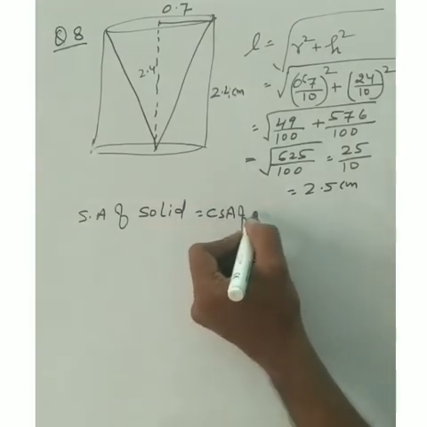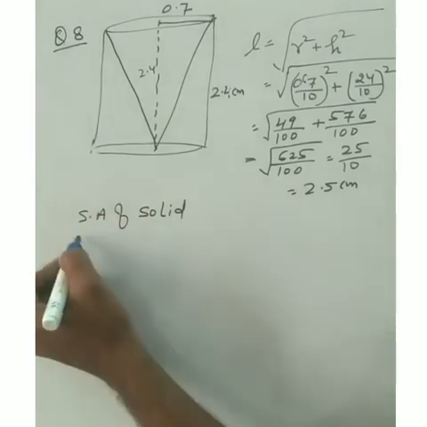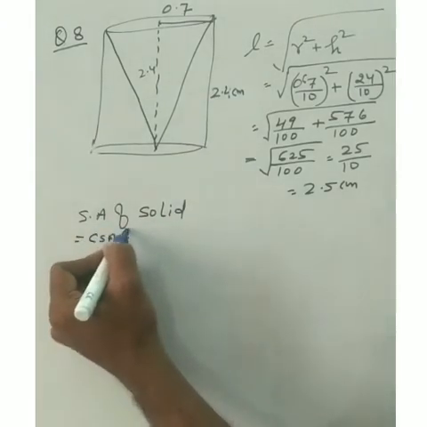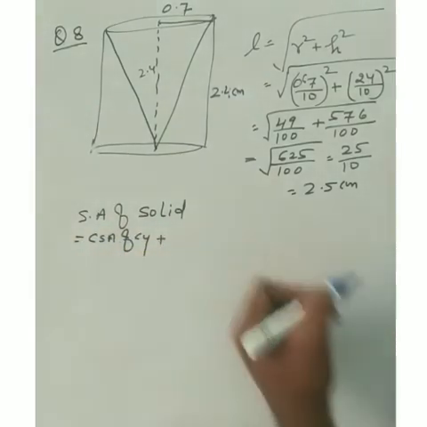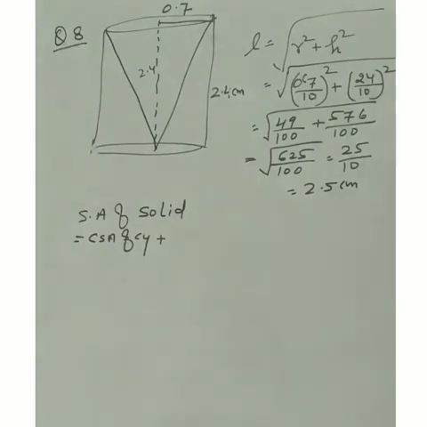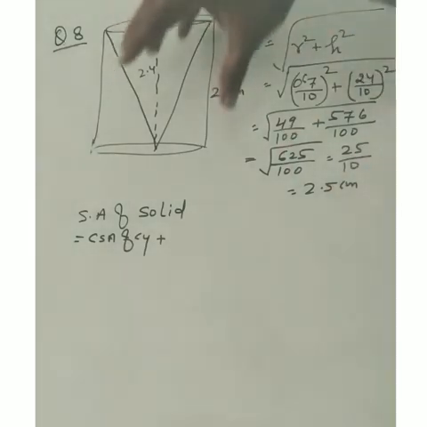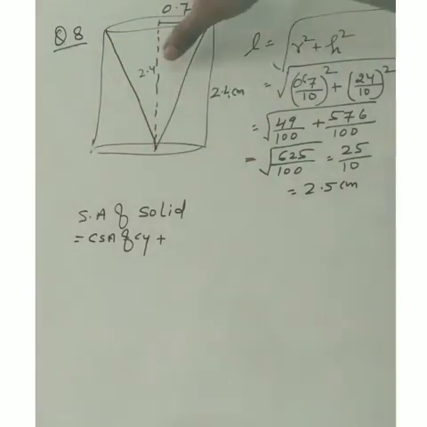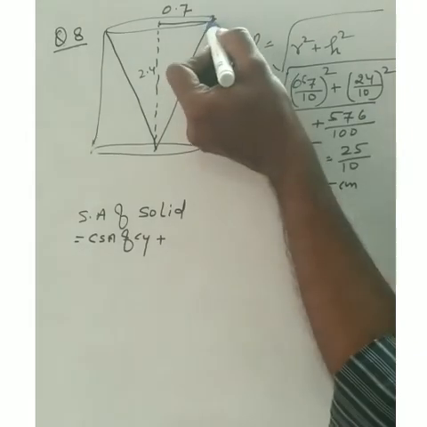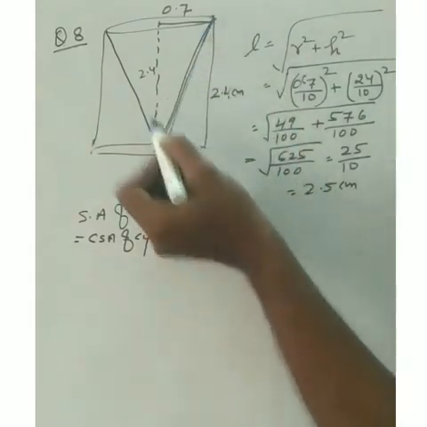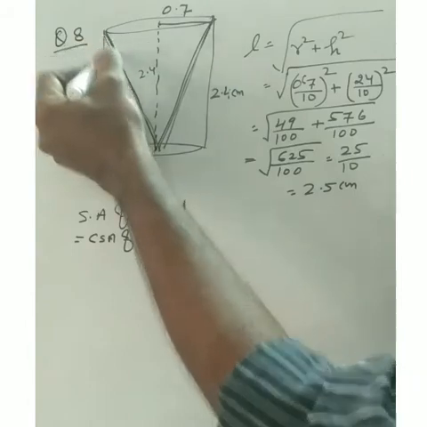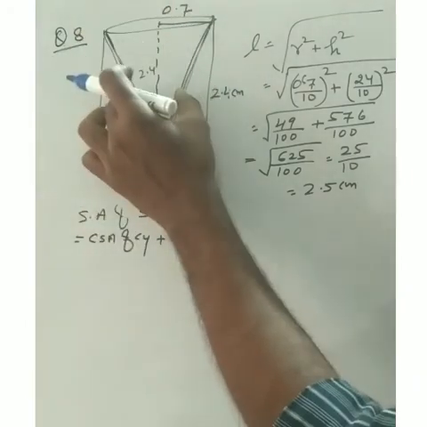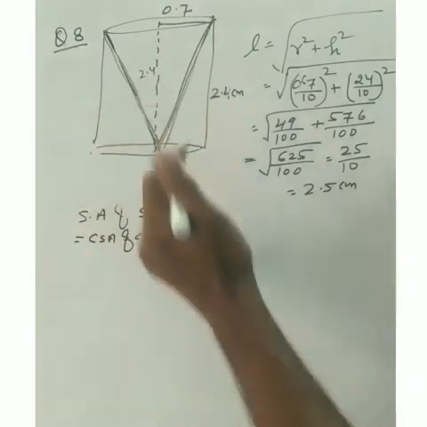CSA of cylinder plus this. Initially we have a solid cylinder. Now this conical cavity is hollowed out. This cone is hollowed out. We are able to see this surface additionally. Initially this surface was not visible. When this cone is taken out, we are able to see this surface. So we have to add it.